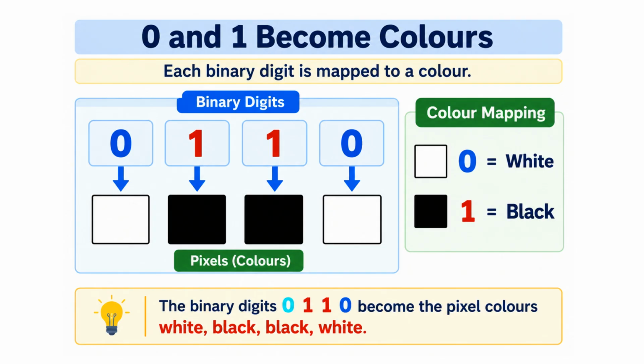Now look at the binary sequence, 0, 1, 1, 0. We convert each binary digit into its corresponding color. The first 0 becomes white, the next 2 ones become black, and the final 0 becomes white. So the binary pattern 0, 1, 1, 0 represents white, black, black, white. This is how binary values can be mapped to pixel colors in a simple bitmap image.